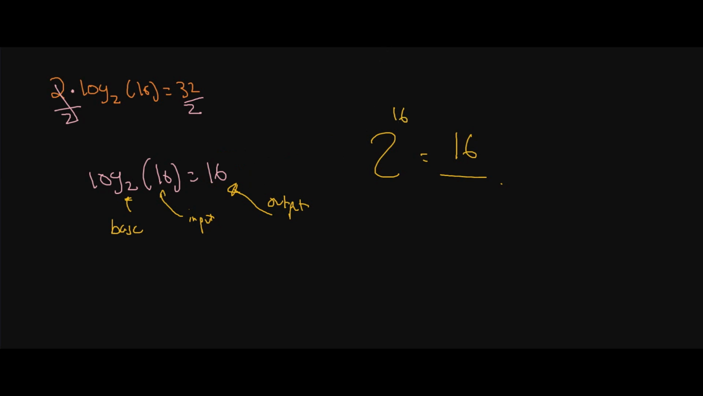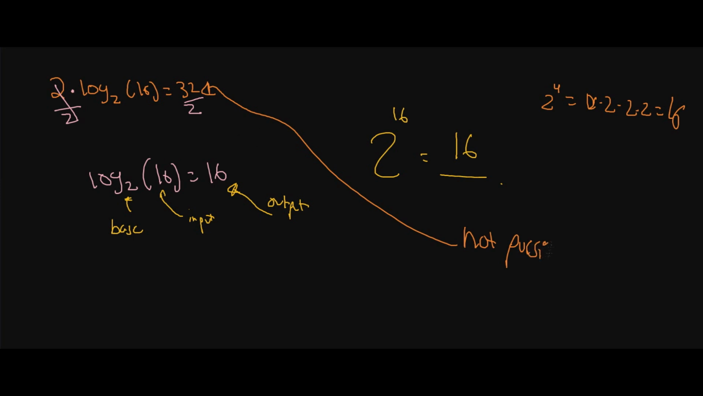Well, look at this. 2 raised to the 16 equals 16. Well, that doesn't make sense because we know 2 to the 4th, right? 2 times 2 times 2 times 2, that's what gives me 16. So we can conclude, after converting this to exponential, this is why it was helpful to convert it, we can conclude this is not possible, okay?